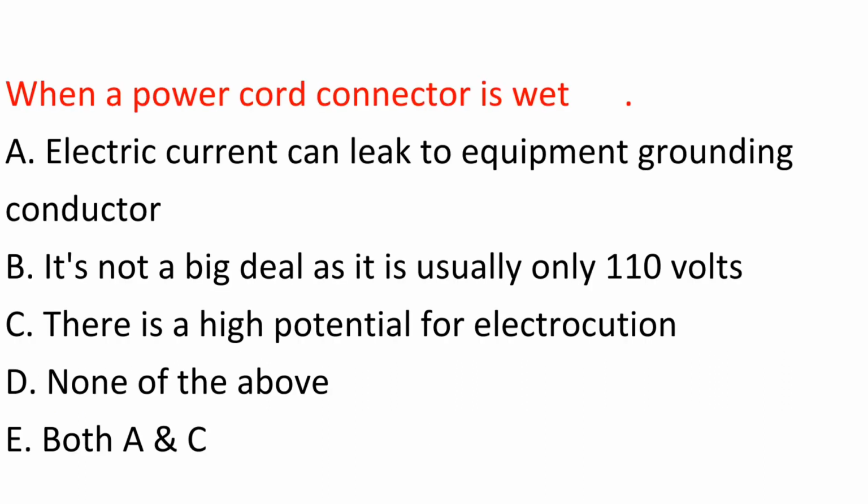Question. When a power cord connector is wet, A. Electric current can leak to equipment grounding conductor. B. It's not a big deal as it is usually only 110 volts. C. There is a high potential for electrocution. D. None of the above. E. Both A and C. Answer. E. Both A and C.